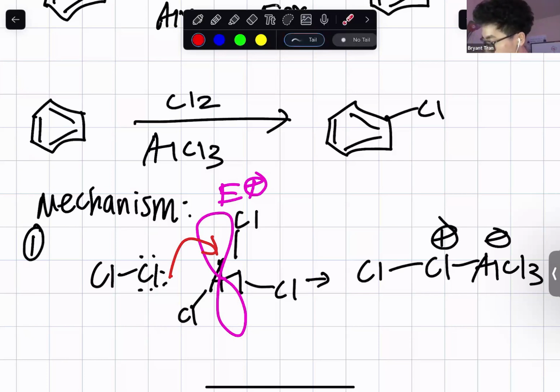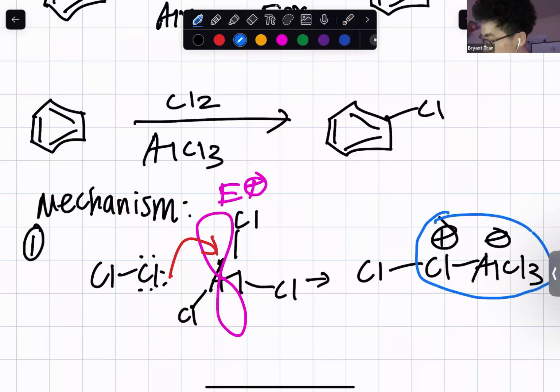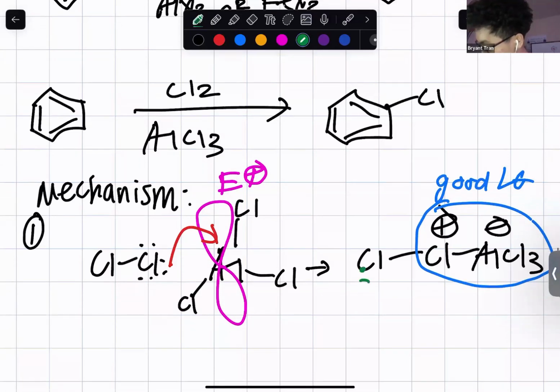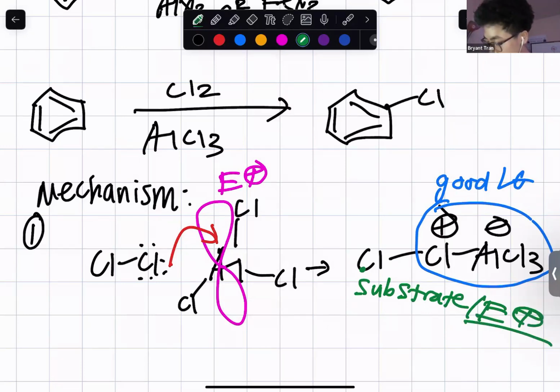Where aluminum with 4 bonds is going to be negatively charged. And it's like a boron, right? Boron with 4 bonds is negatively charged. This chlorine here with 2 bonds is going to be positively charged. So think of this whole thing here as your good leaving group, and think of this here as your substrate, your electrophile. That's our electrophile right there. And that's the end of the first step.